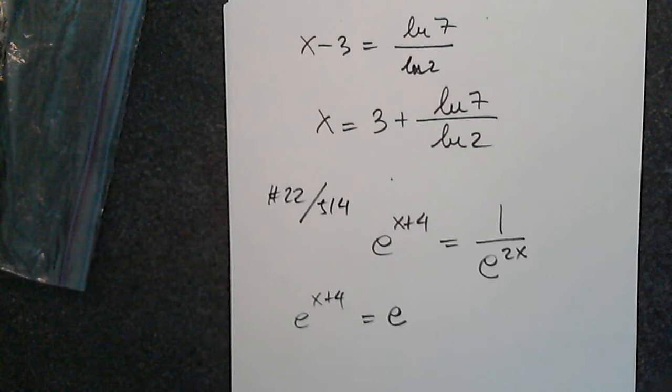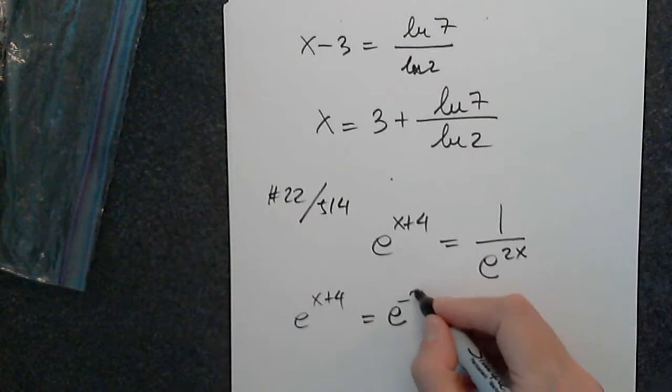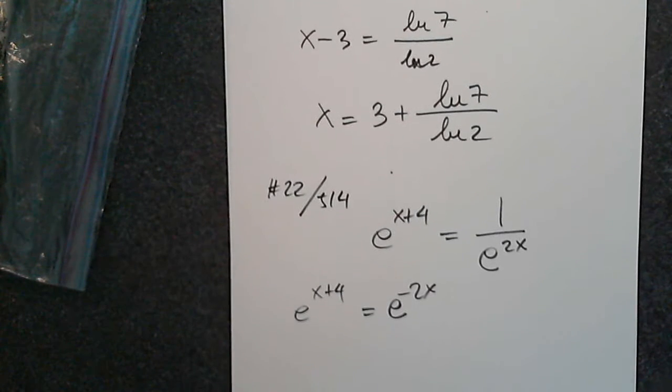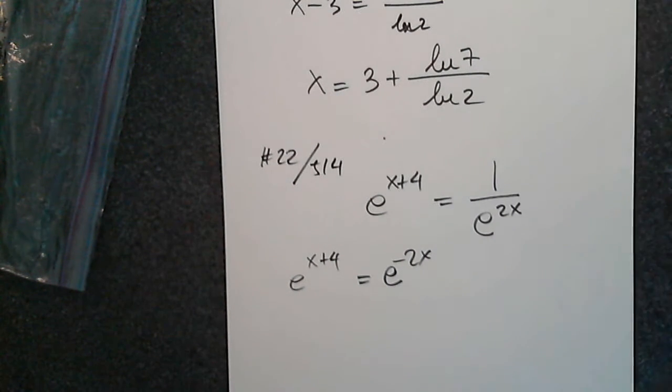So then, if I change 1 over e to 2x into e to what? What should the power be? It's a fraction. Negative. Very good, of course. E to negative 2x is the same as 1 over e to the 2x, of course. Now I'm in business because both sides are presented with the same base.